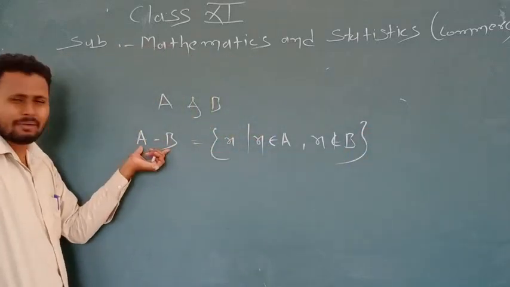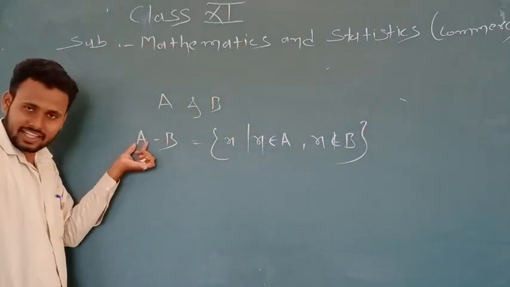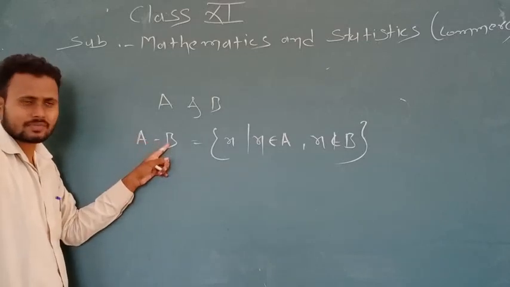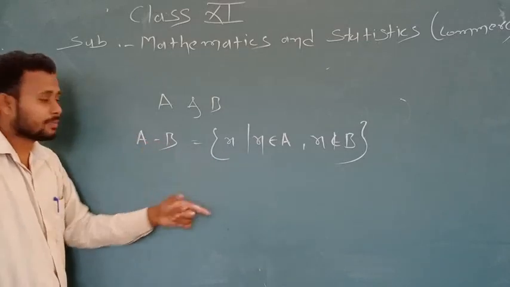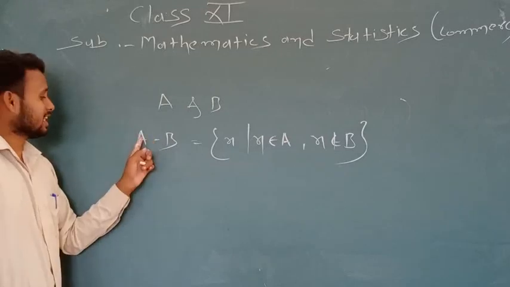It means simple, A minus B म्हणजे काय, असे एलिमेंट जे A मध्ये असतील पण B मध्ये असतील त्या एलिमेंटचे कलेक्शन म्हणजे काय म्हणतो A minus B, and that we call difference between the set A and B.